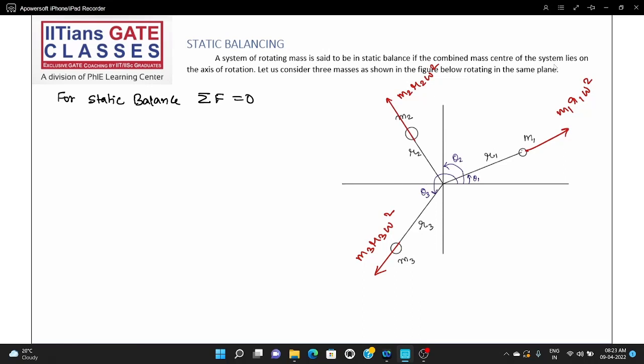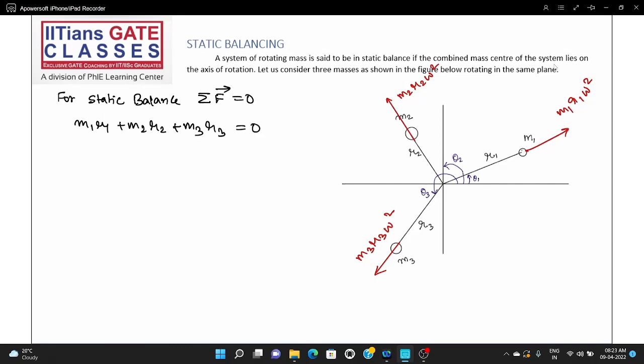Definitely vectors, right? You have to do vector sum. Should be equal to 0. Now, if you can see, omega square is common everywhere, so I can cancel omega square. I can simply write the equation as M1 R1 plus M2 R2 plus M3 R3 should be equal to 0.